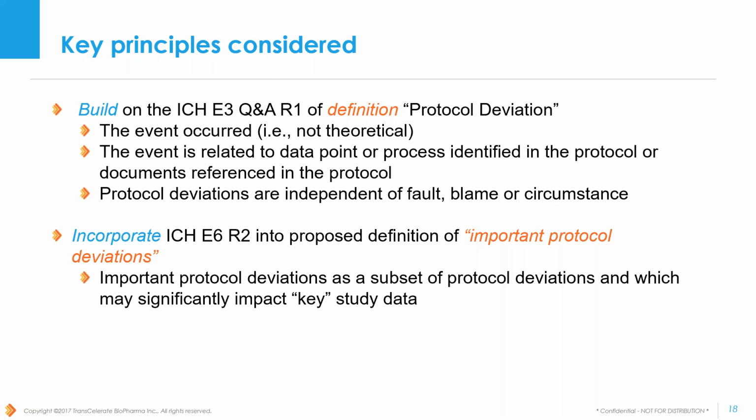And then the third additional definition that we decided we had to add was that protocol deviations should be reported independently of fault, blame, or circumstance. So the point of this is it doesn't matter whose fault it is or why something was not done in accordance with the protocol, it needs to be collected and analysed anyway. So we had discussions about, well, the site didn't mean to do it, it was the patient that did it, or the visit was performed out of window because the site was closed due to bad weather. That's no one's fault, so that's not a PD.